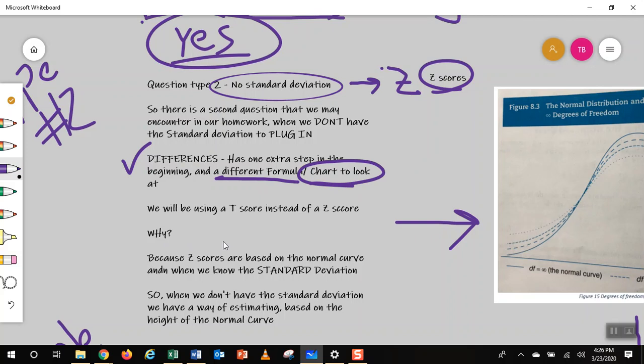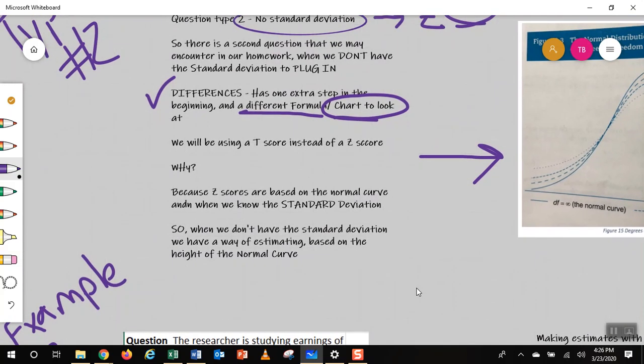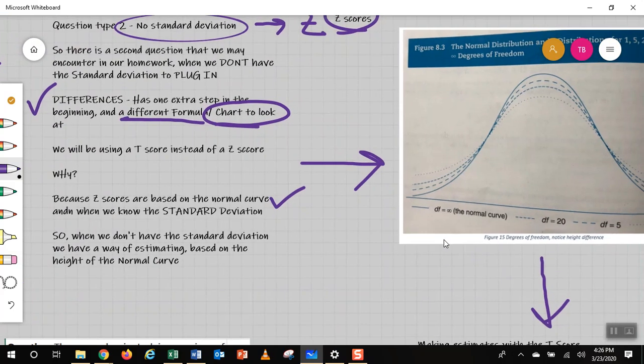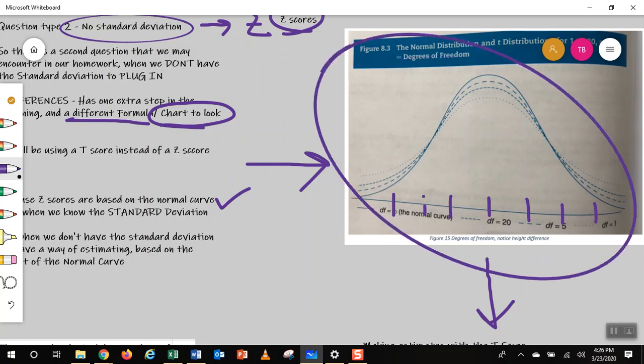So why are we doing this? Like I said, z-scores are based on the normal curve, so they require the standard deviation. And the standard deviation, if we look at this table over here, remember we had the 1, 2, 3, 1, 2, 3, and we don't know what those are in this. Just like this picture depicts, we don't actually know what those numbers are.